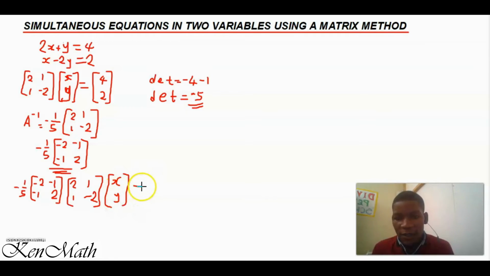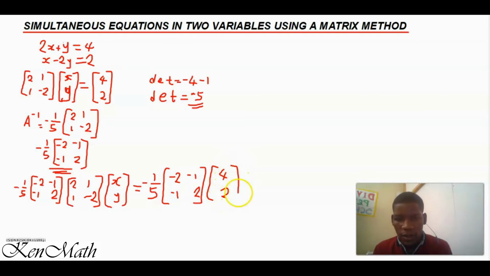And then from there, I will say equals to the other side again, multiply with the inverse, so -1/5 with the inverse, which is -2, -1, and then 2, and then we close, then we open with the other matrix, which is 4 and 2. Okay, so that's what we have there.